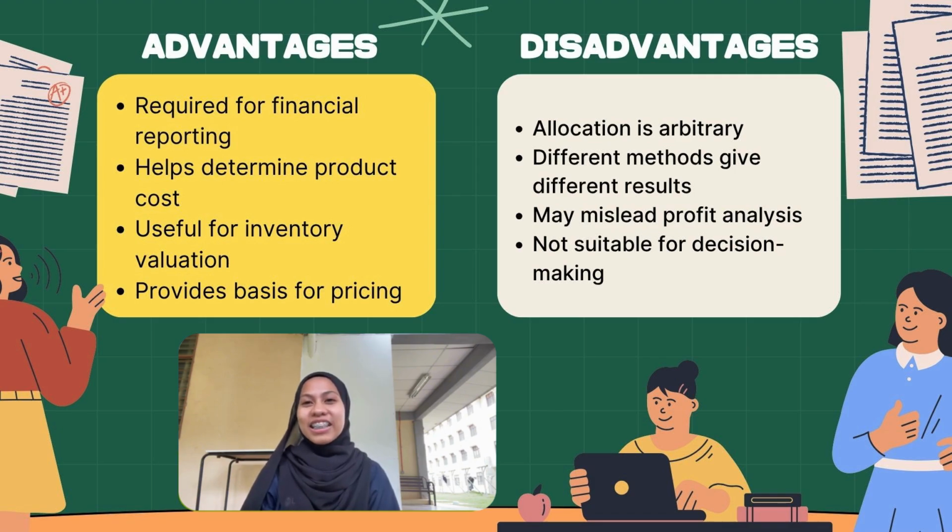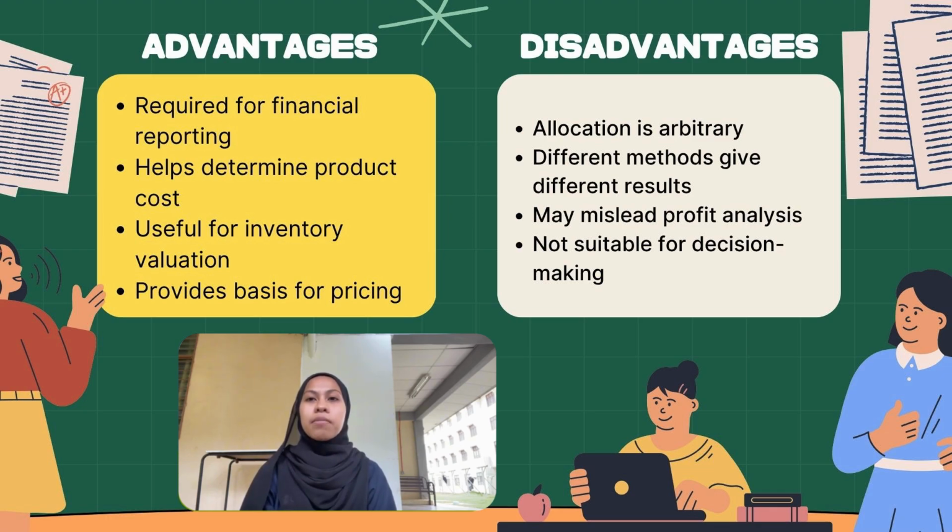The first advantage is that joint cost allocation is required for financial reporting. According to SCCA, companies must allocate joint costs to prepare financial statements, especially for inventory valuation. This means companies need to assign costs to each product even though the cost is shared.